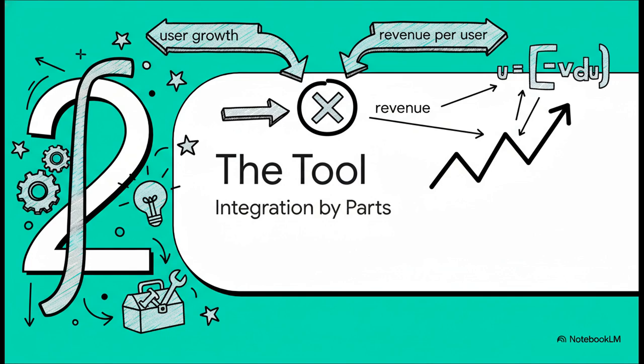But our total revenue in any given moment is a product of two changing functions, our user growth function and a revenue per user function. And to solve the integral of a product like this, we need to bring out a specific, elegant, and frankly essential technique from our calculus toolbox, integration by parts.